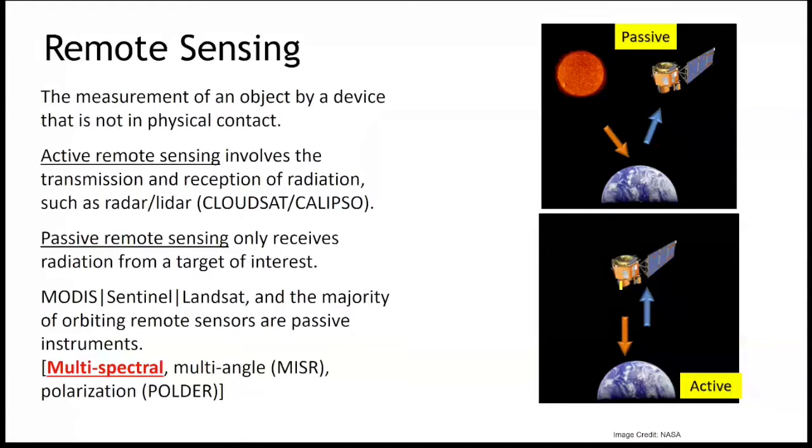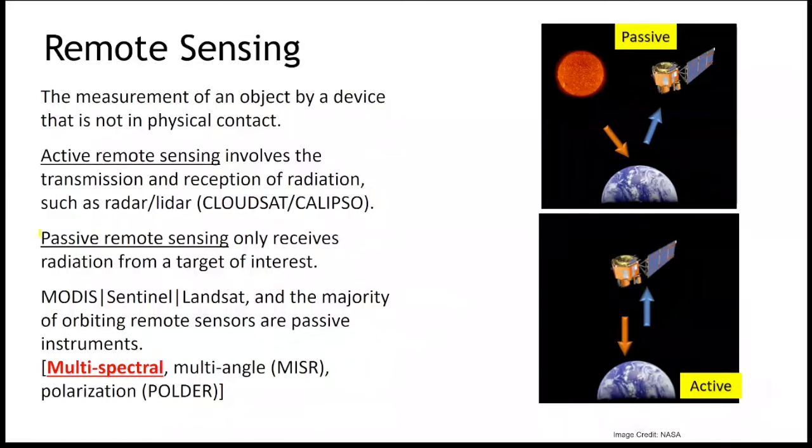A quick definition of remote sensing: the measurement of an object by a device that is not in physical contact, as opposed to aircraft data where you're actually flying through, whether it's clouds or aerosol, to make a measurement. An example of active remote sensing is LiDAR, CloudSat or CALIPSO. You have a signal from the satellite itself. It bounces back from the Earth atmosphere system back to the satellite. That's an active system. We won't be talking a whole lot about that today because of time.